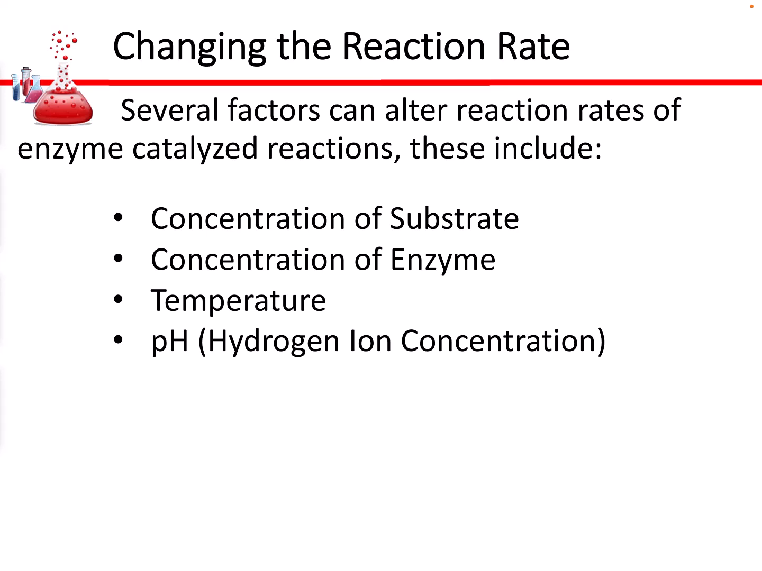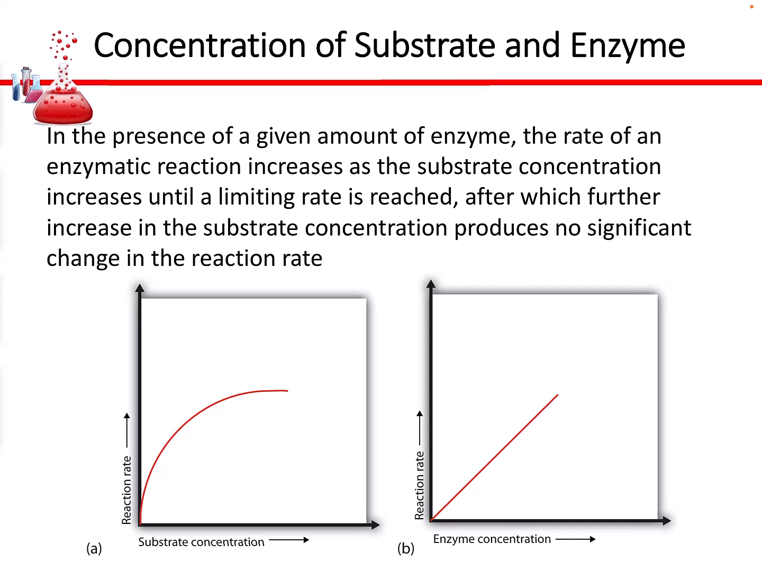So several factors can alter reaction rates of enzyme-catalyzed reactions. These include the concentration of the substrate, the concentration of the enzyme, the temperature, and the pH. And this is what our lab focuses on this week as well, looking at all of these different factors that affect enzyme function.